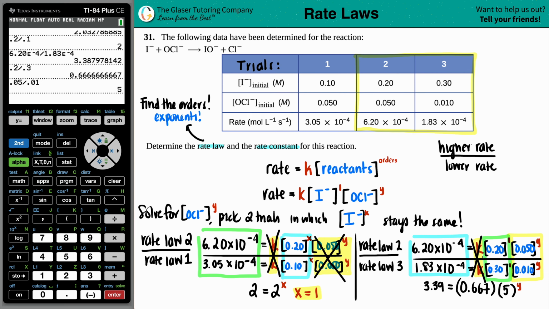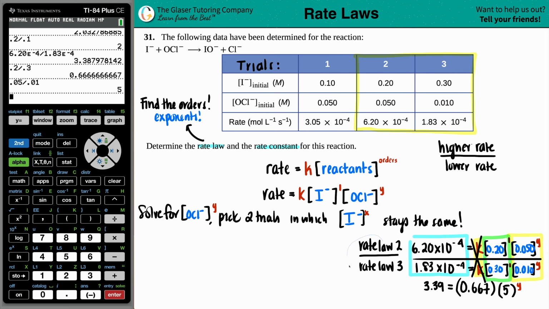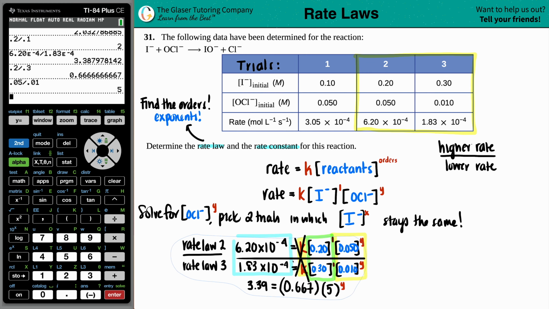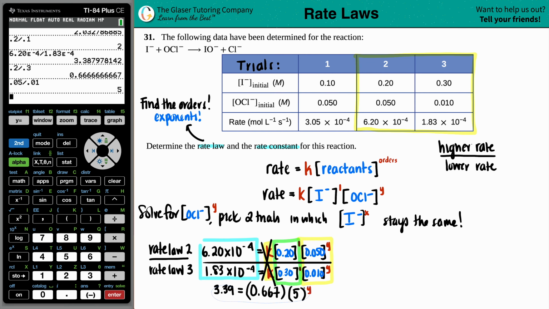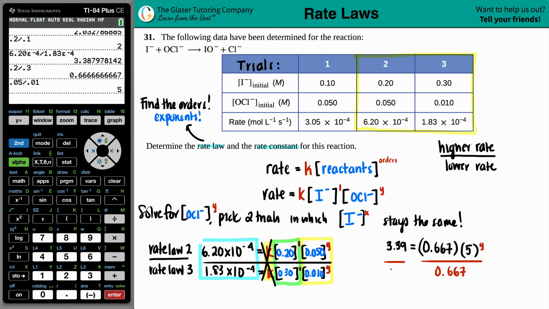So maybe what we'll do for right now is, I'm just going to get rid of the first one that we did because we don't need it. Pause the video if you need to. I'm just going to move this over and pull this up, so now I can work down here. Now just use your PEMDAS, right? I want to get the 5 to the y by itself, so I'm going to divide on both sides by the 0.667. Okay, so this goes bye-bye.